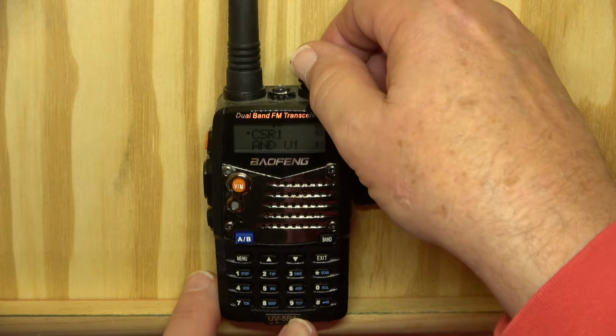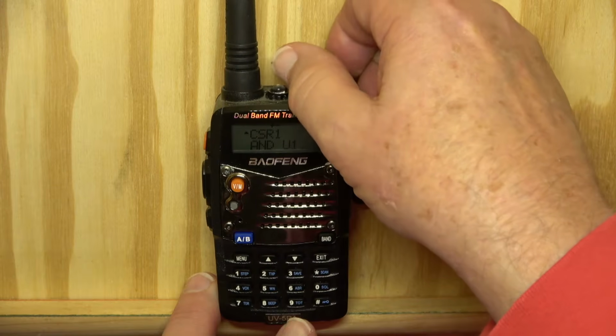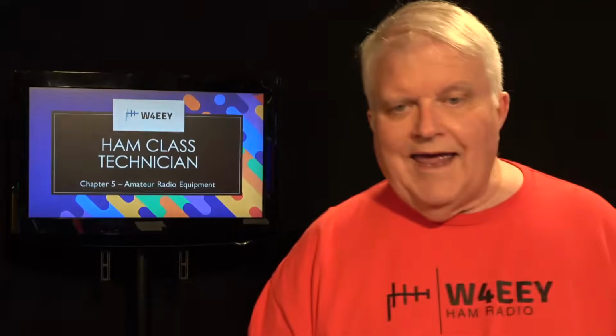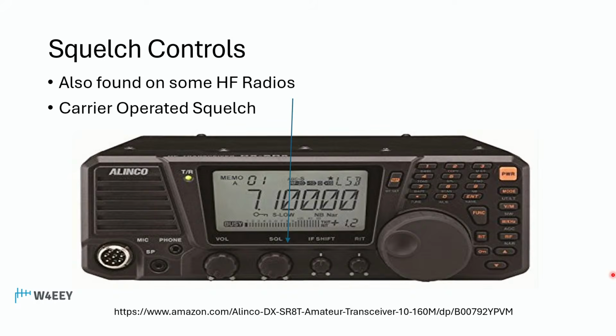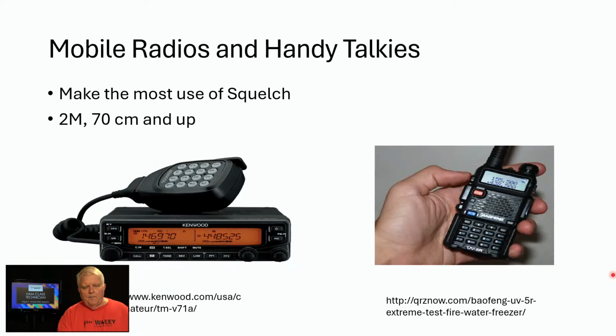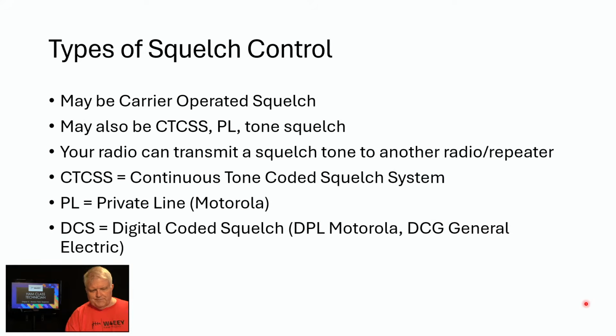So squelch is important, and it's used with VHF and UHF HTs and mobile radios, very common. Less common in HF radios, although here's an Alinco. I have this radio actually in my truck, and it does have a squelch knob, so it can be utilized. And so if you don't want to listen to all that background static all the time, that's fine. There are different kinds of squelch, and we're going to go into that here in just a second. Mobile radios and handy talkies make the most use of squelch control. This is a Kenwood V71. I have one of these in my truck as well. Here's the Baofeng. We looked at one of those as well.